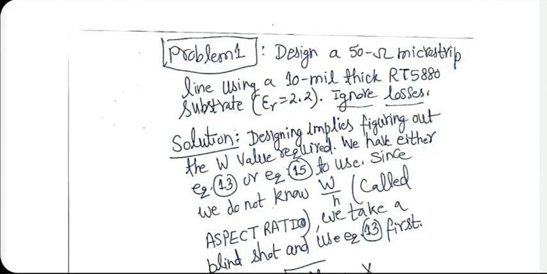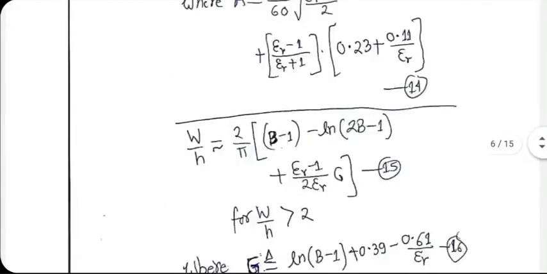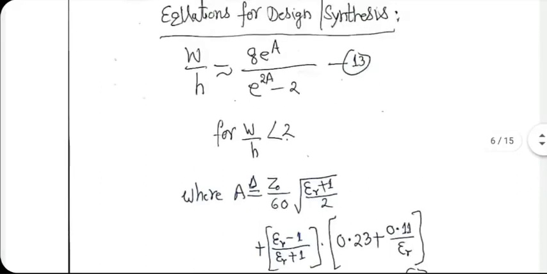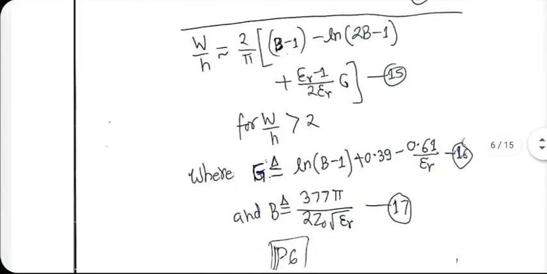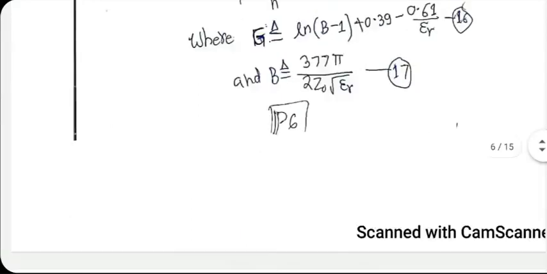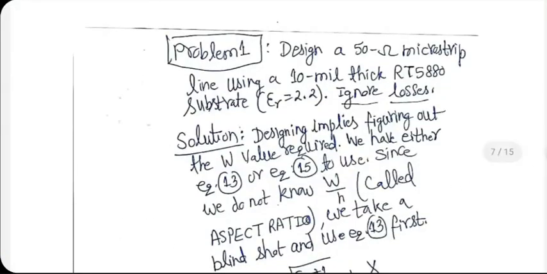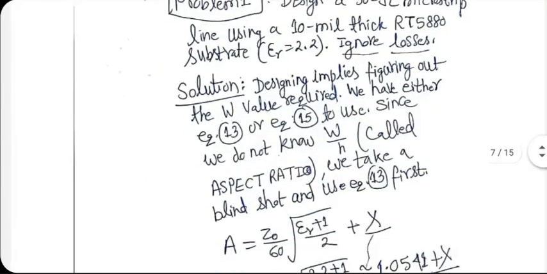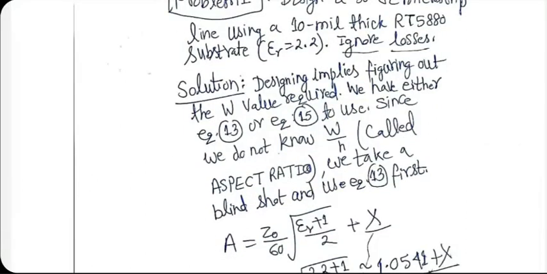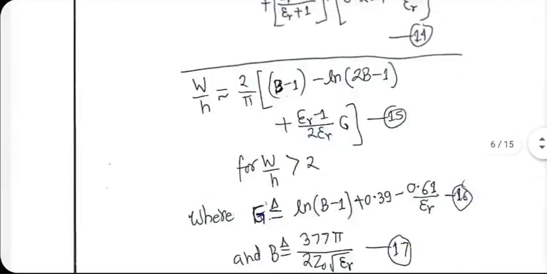Now I told you that we have two possible equations, 13 or 15, to begin with. Either this one or this one. But we don't know which one to use because we don't know W. We take a blind shot. And let's begin with equation 13.